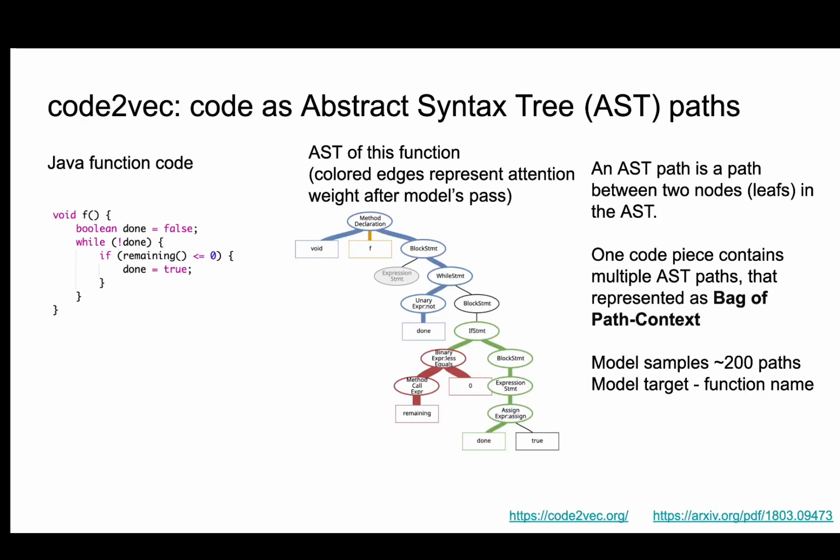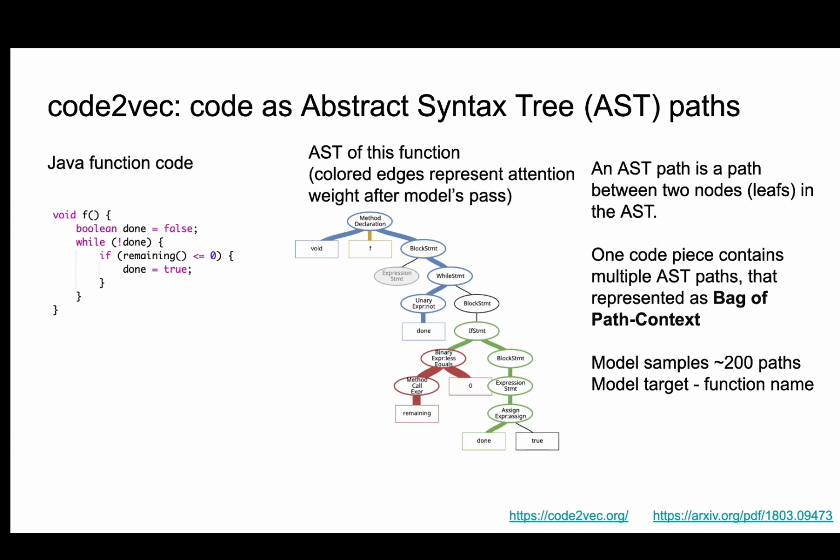Code2vec. Code2vec uses abstract syntax tree, or AST, paths. The abstract syntax tree is a tree-like representation of the code, where nodes represent constructs such as functions, variables, operators, and control flow elements like loops, conditions, etc. Edges represent the relationship between these constructs. A path is a route from one leaf to another.